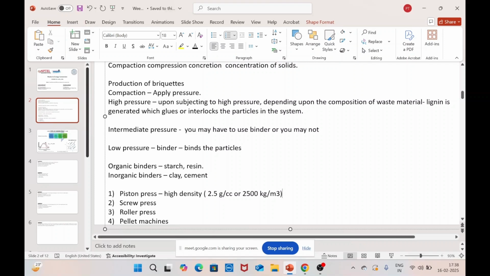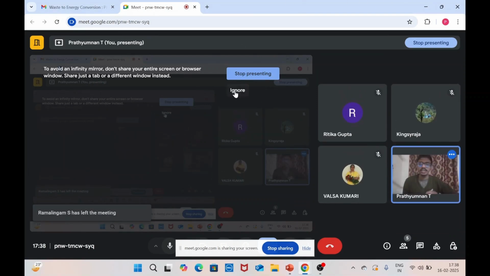In case of screw press, it works as same as a screw extruder. I hope you remember the schematic for the screw press. In case of the screw press, you will feed the material into a barrel, and then that material will come down. It will then fall towards the screw.